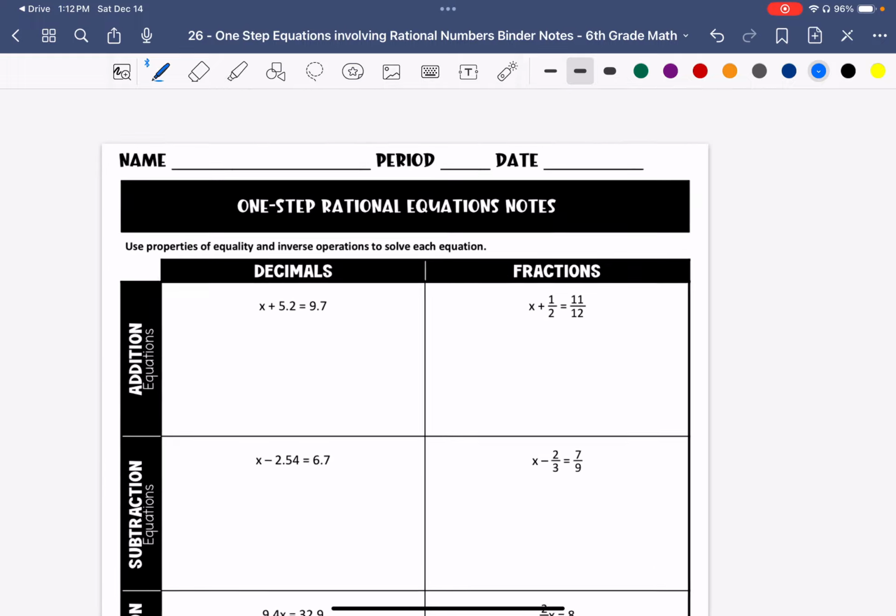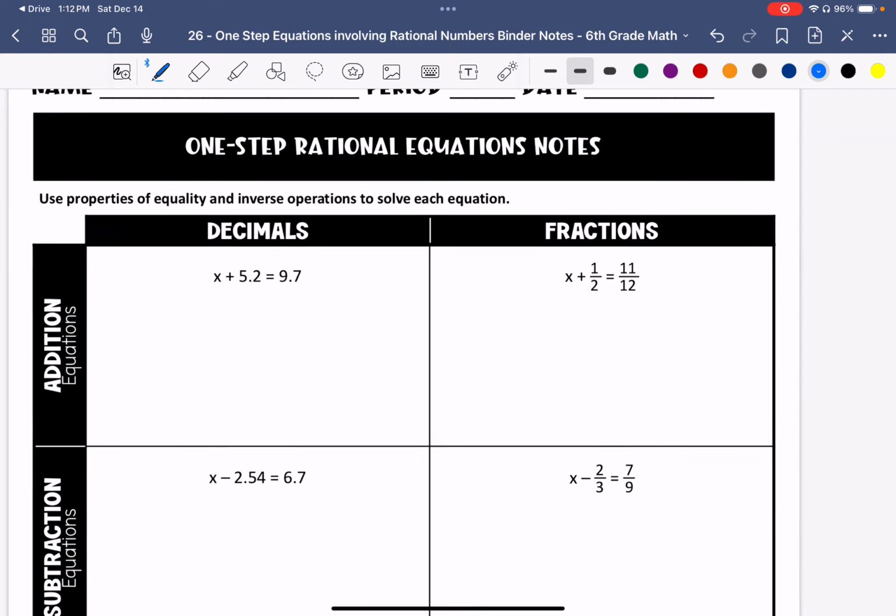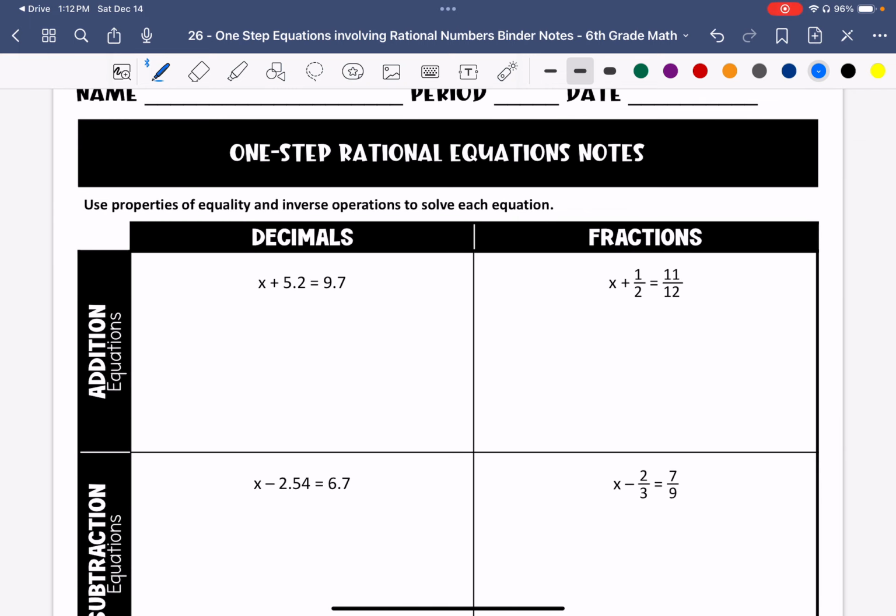All right, so the first one says x plus 1/2 is equal to 11/12. What we do is we use inverse operations to undo the plus. Our goal is to isolate our variable. Right now, it's not isolated. So first thing we're going to do, we're going to subtract 1/2 from both sides because 1/2 minus 1/2 is 0.